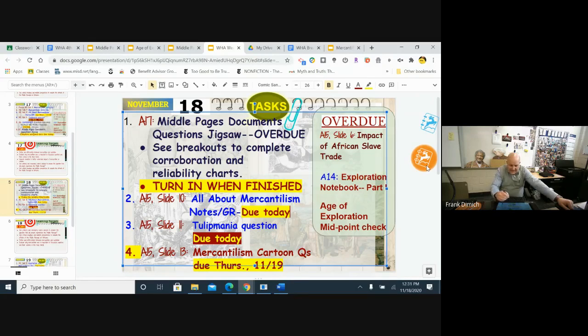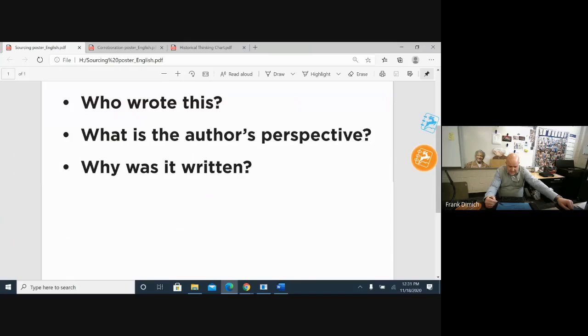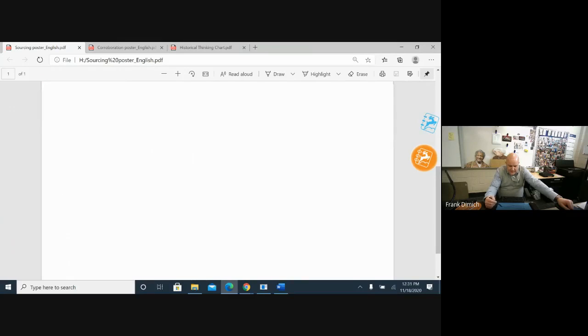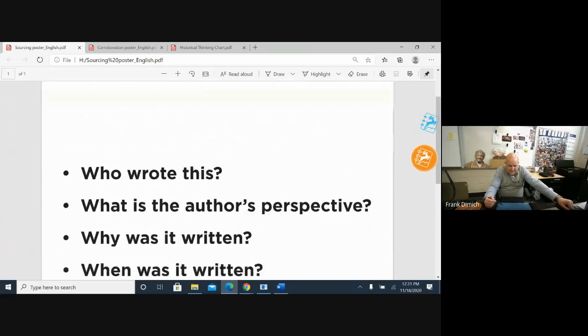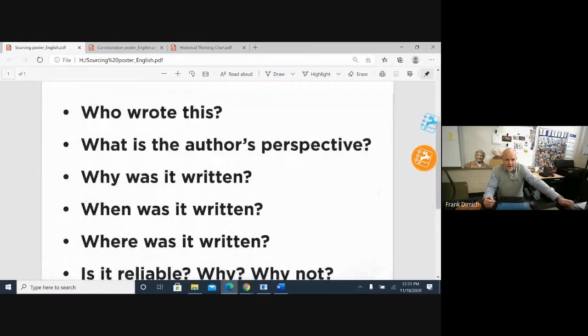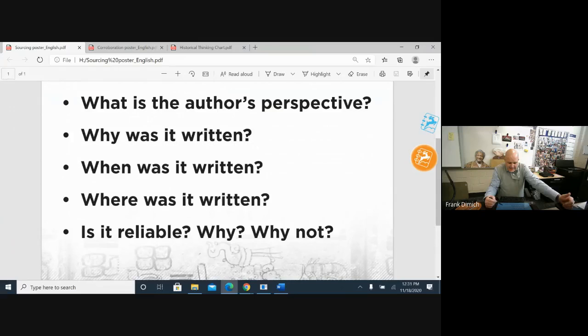We're going to look at this concept of sourcing and corroboration. Sourcing, again, is the idea, we've done a little bit of this. Who was it? What is the author's perspective? Where was it written? Is it reliable? Why or why not? Okay, that's the idea.